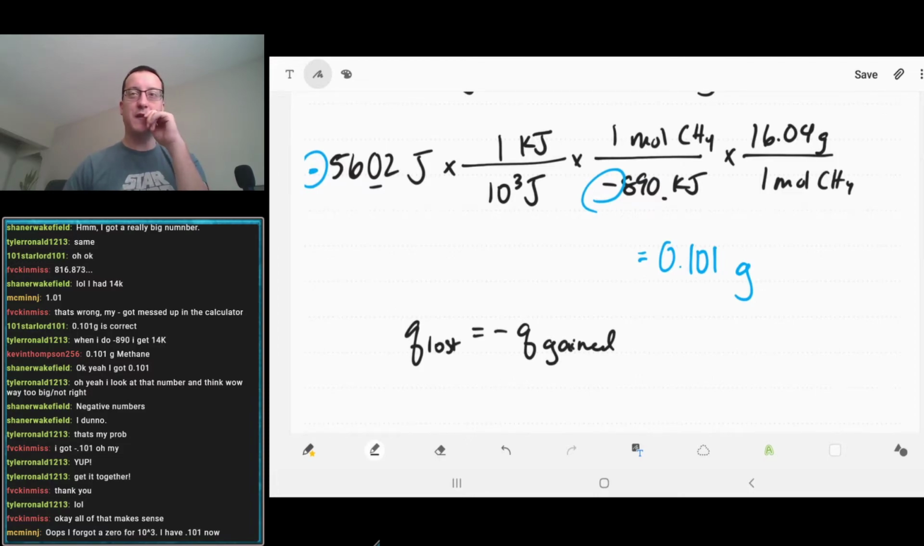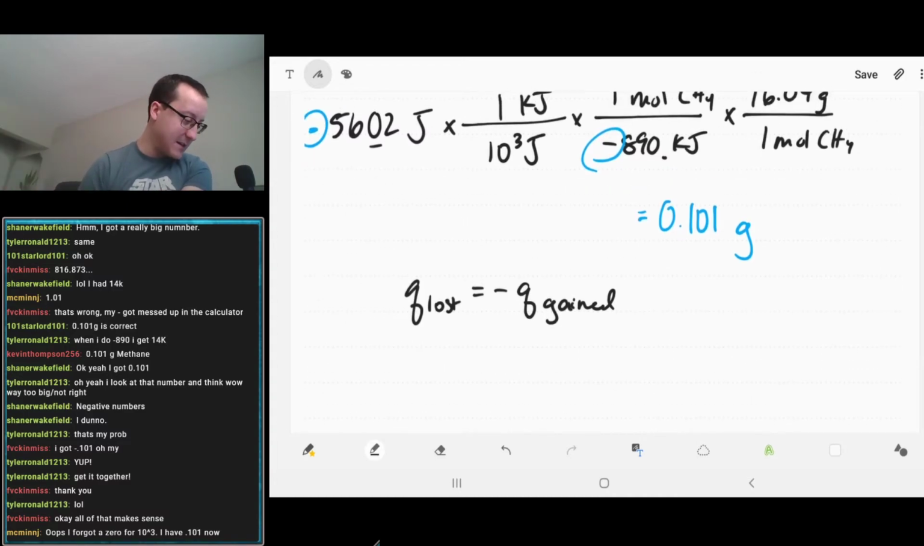So, fun last equation for the day. The amount of heat lost by something is the opposite of the heat gained by the other thing. So whichever one's systems and surroundings, it's just the opposite. Whatever heat you've lost is negative of the heat you've gained. Nothing crazy there. Again, it's all about where heat is going.